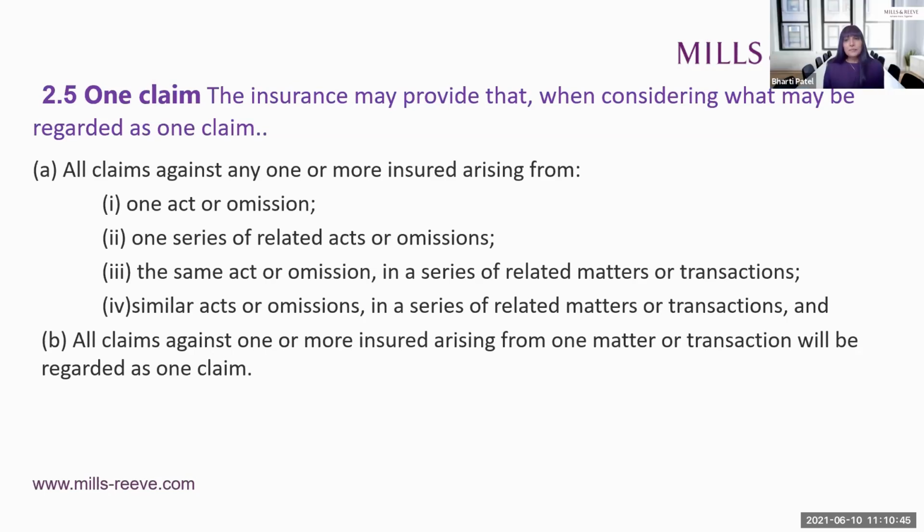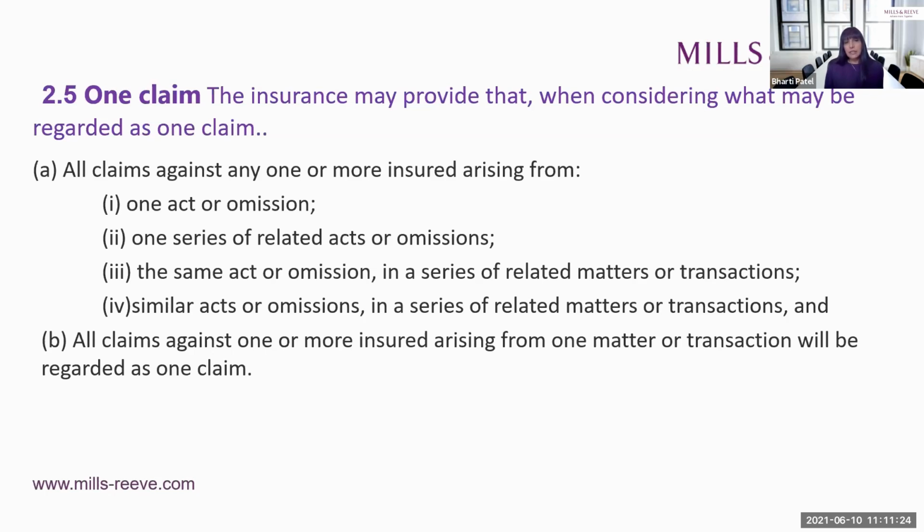Thanks, Dave. So turning to the last three limbs, you'll see a similarity between limbs 3 and 4, which concern a series of related matters or transactions. Limb 3 is about claims arising from the same act or omission, and limb 4 is about similar acts or omissions. Now, these two limbs were introduced into the known terms in 2005, and are both subject to that important limitation that the act or omission giving rise to the claim, be that similar or the same, is from a series of related matters or transactions.